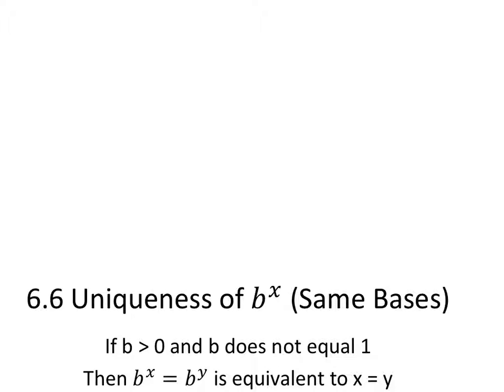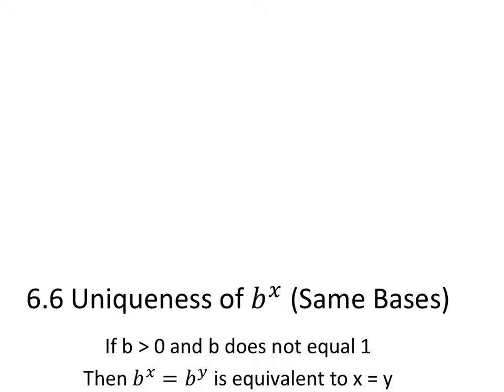Alright, 6.6, uniqueness of b to the power of x, which is just the same bases. If the bases are the same, the good news is that we get to ignore them. However, they won't show us all the time that the bases are the same, which means we have to do some work on that, or let the calculator do it, whatever.